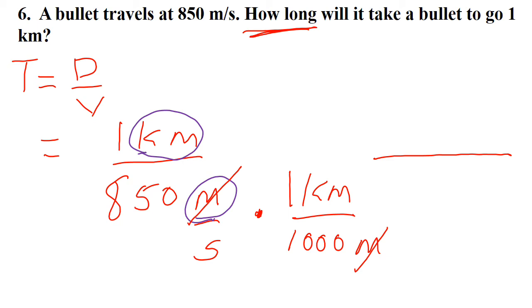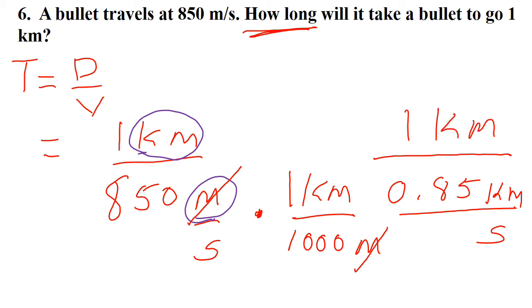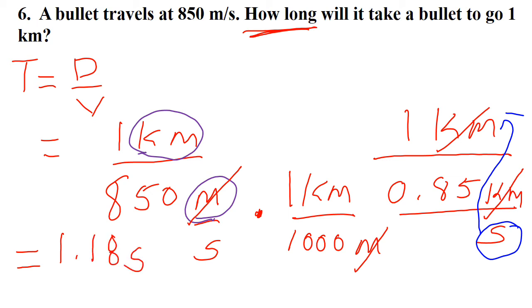That would give me 0.85 kilometers per second. And up here I have 1 kilometer. So now my kilometers cancel. The second mathematically is going to move up here to the top half of my fraction. So when I get done running my numbers, 1 divided by 0.85 would give me 1.18 seconds as my final answer.